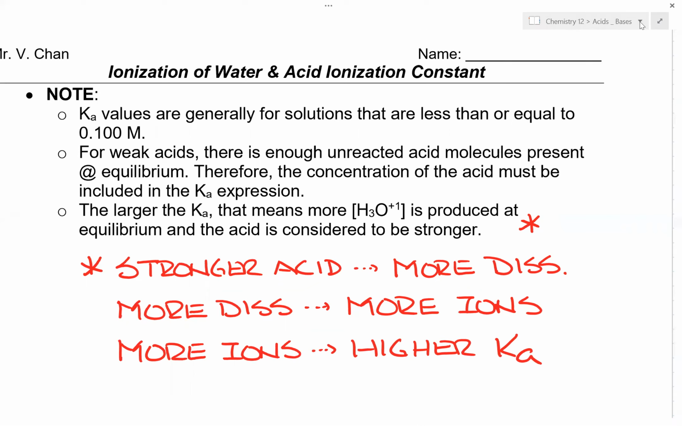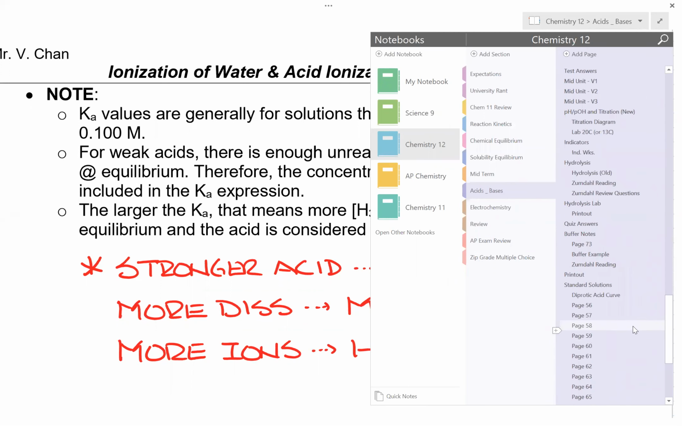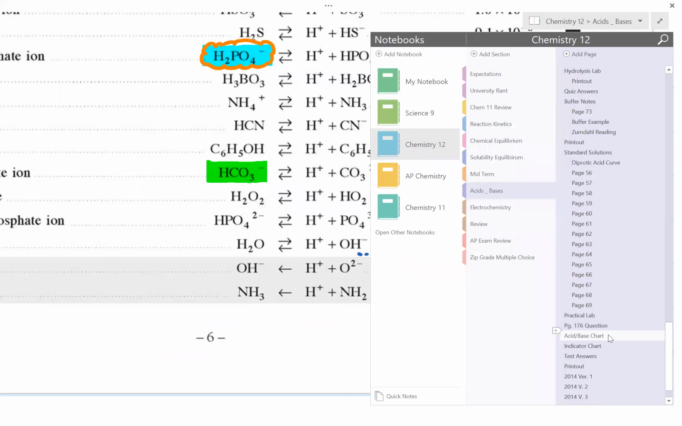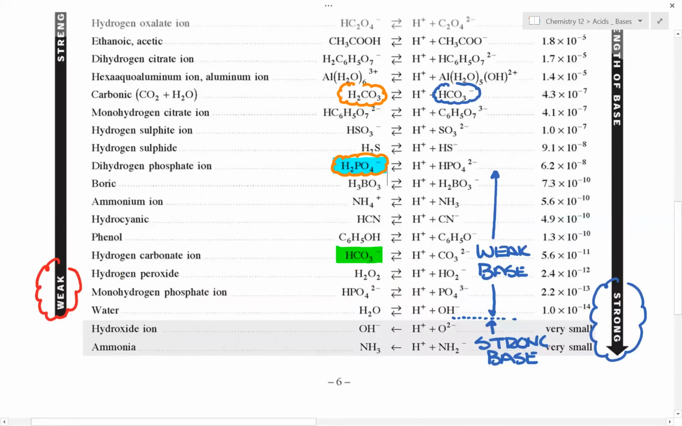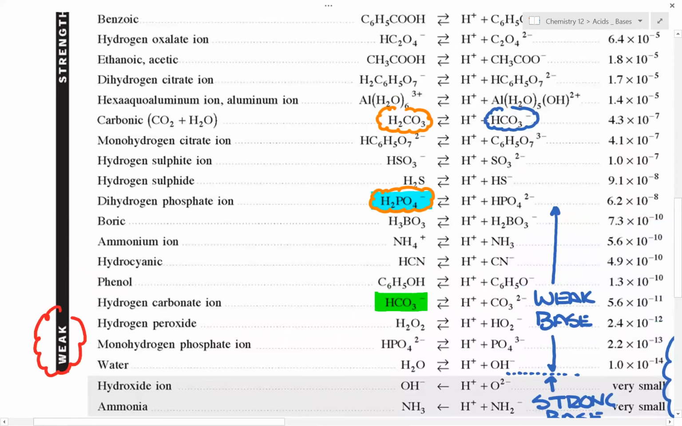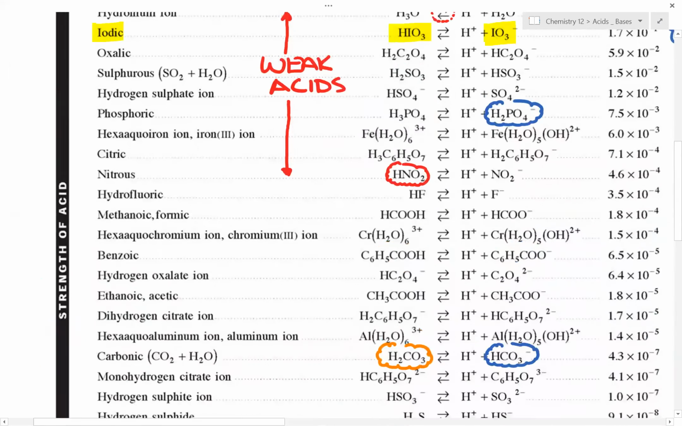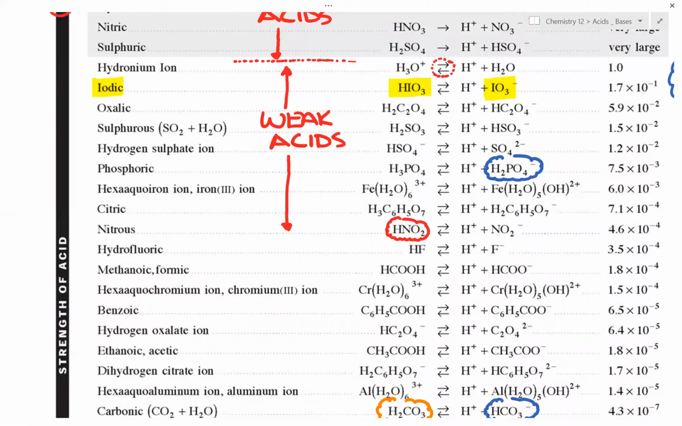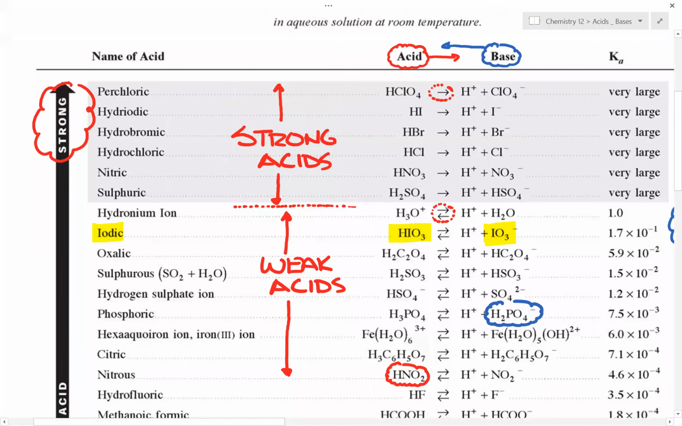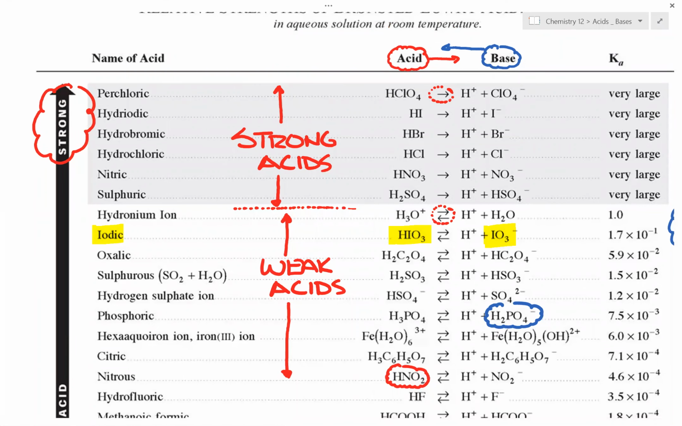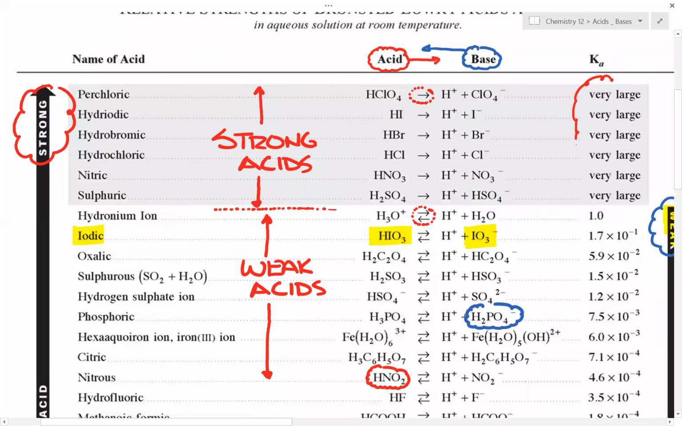So if you were to take a look at the acid-base chart here, you will notice the stronger the acid, as you go up the left-hand side, as you go from weak all the way to, let's say, iodic, notice the value on the right-hand side actually goes up, okay? So the stronger the acid means more dissociation, which means more ions, which means there's a higher Ka value, okay? So they are directly proportional. Now, notice for strong acids, they don't have a Ka value.